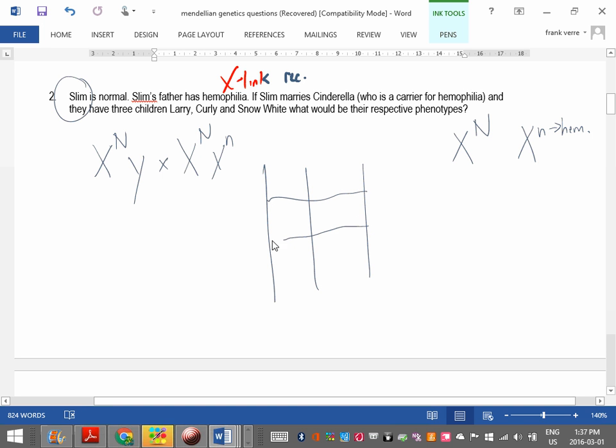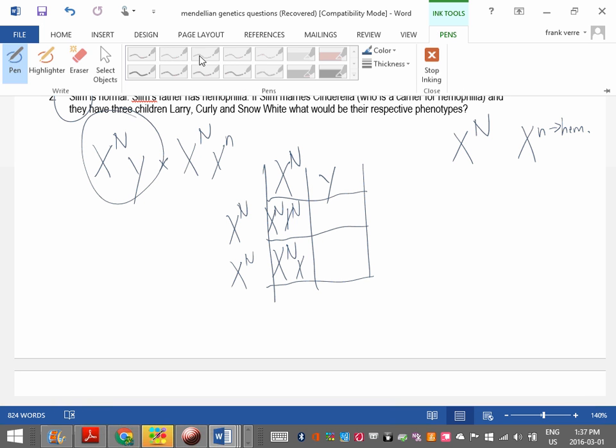So here is Slim. Slim can donate an X or a Y. Here is Cinderella. Okay, so this would be a what? A normal female. This would be, oh sorry, she's a carrier. That's got to be a little h.